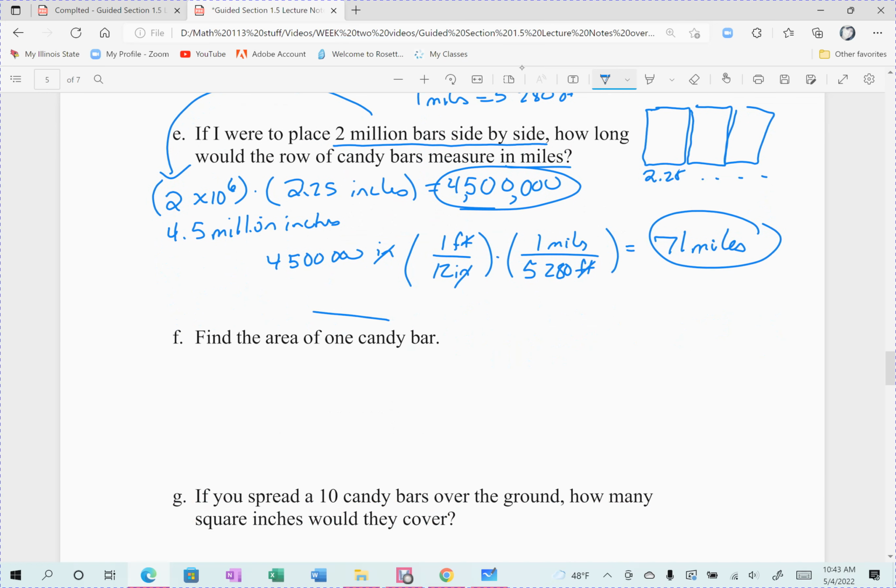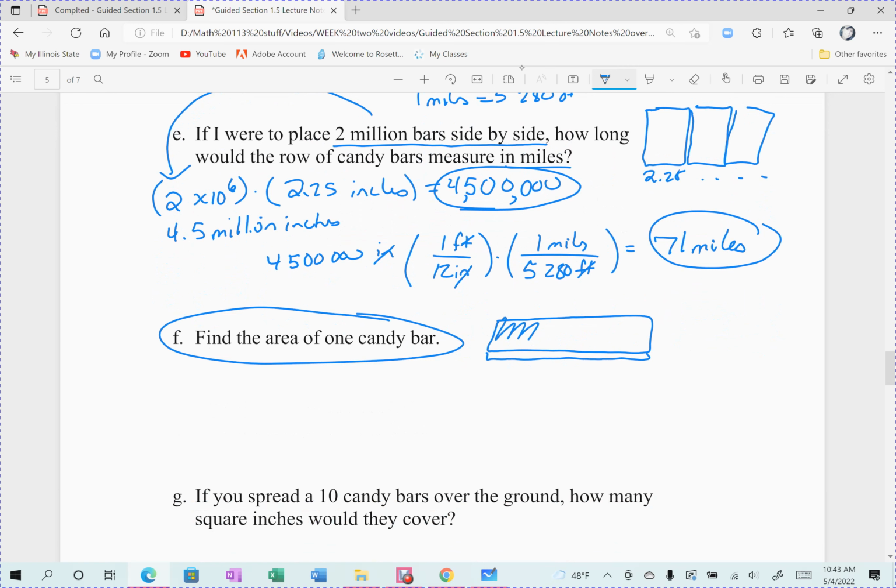All right, area. We want to find the area. So be careful here. The area is, if we were looking at our candy bar, this part. That's the area, right? How much area does it occupy? Like if you're a rug, how much area does your rug occupy? And so we're going to find the area. Well, it's the area of a rectangle, right? Area is length times width.